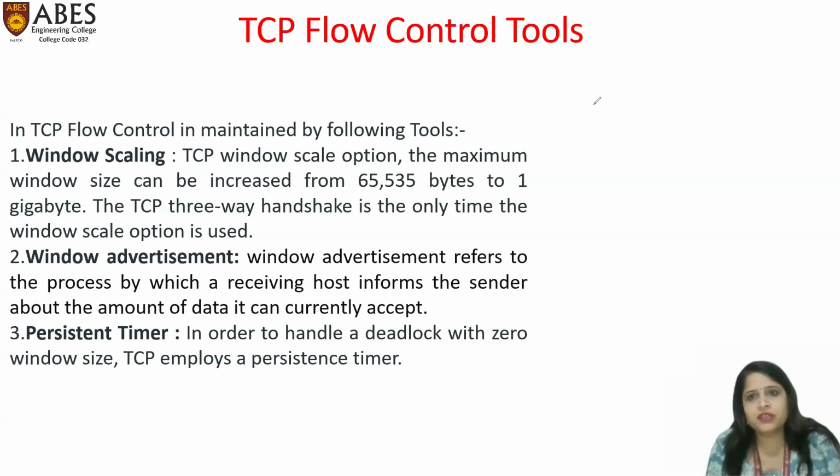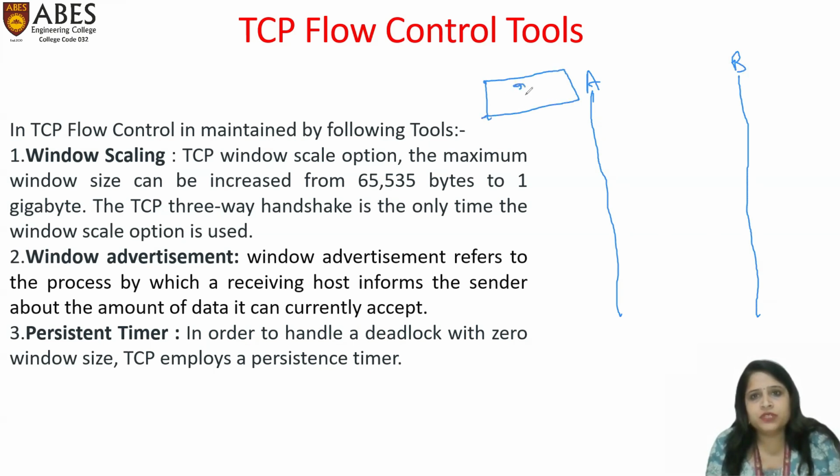Right. This one is the client window and this one is the receiver window. This is client A and this is server B. At the time of the connection establishment phase, the window scaling option is done. So according to window scaling, the client buffer size is 2000 and the server buffer size is also 2000 bytes, right? After establishment of the connection, in the data transfer phase, the client can send some data to the server.